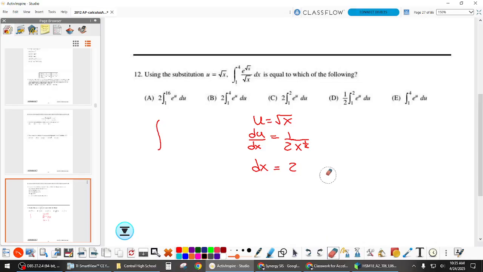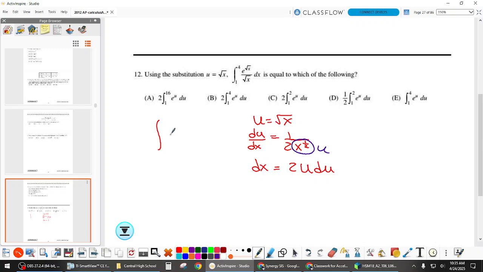Oh, 2u du. So the trick, I don't know if you call it a trick, but the key to being able to do these kind is recognizing that that's another u. So dx equals 2u du, yeah, so that's what I got.